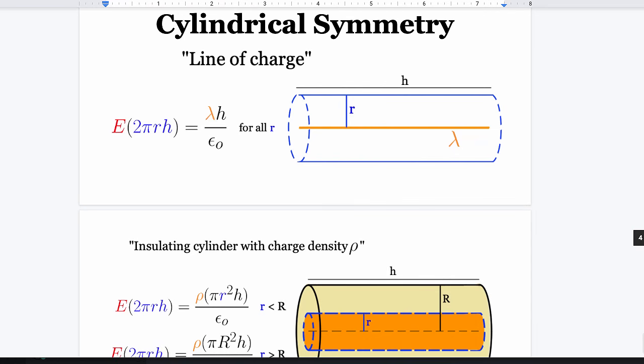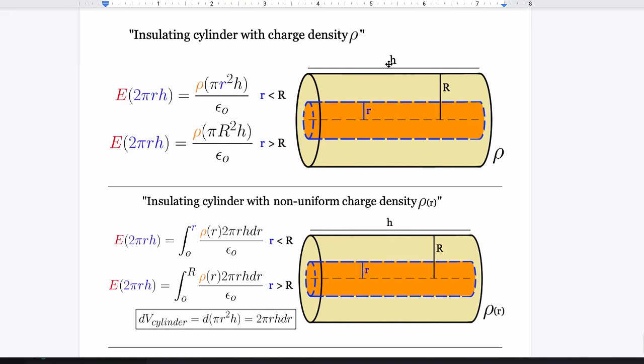So that's the easiest one. Lambda times L gives you the charge enclosed. What if it's an insulating cylinder? Shoot, you know how to deal with this. Rho is charge per volume, so that means charge is rho times volume. What's the volume inside of this Gaussian surface?